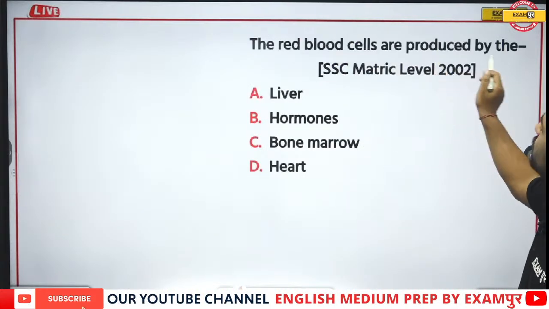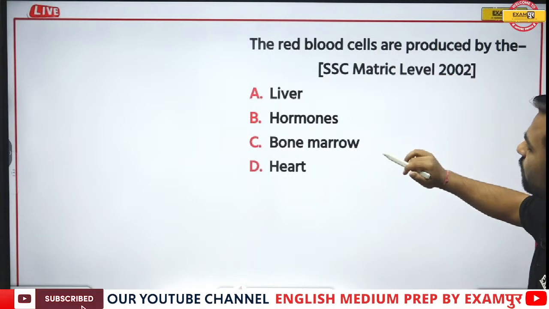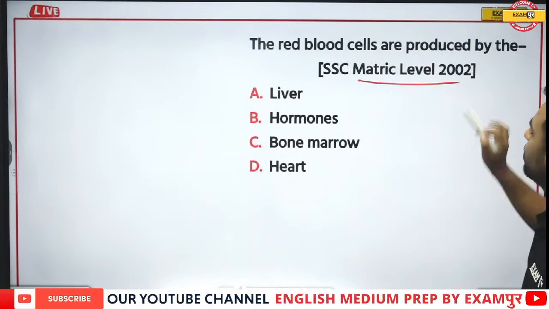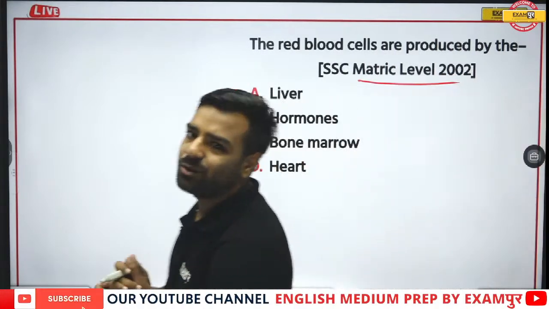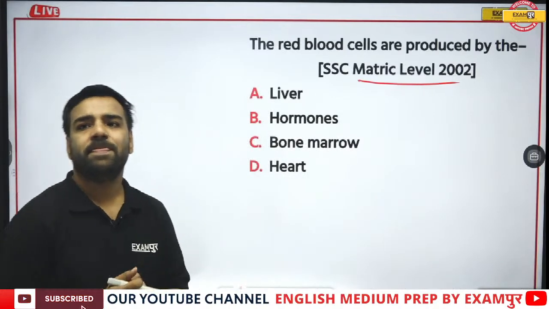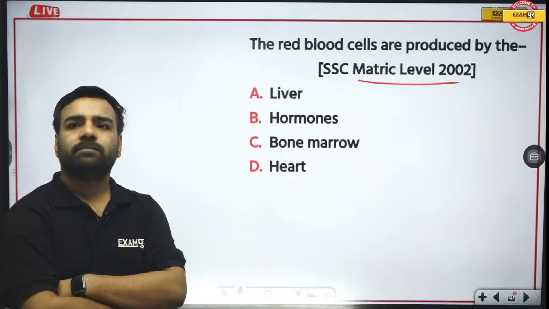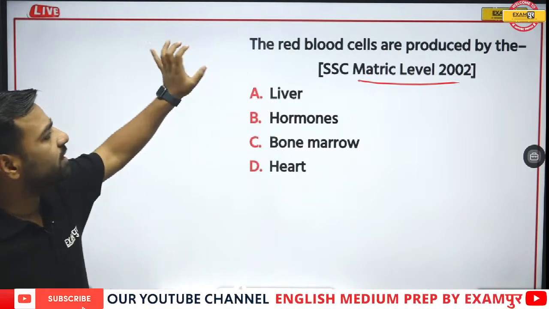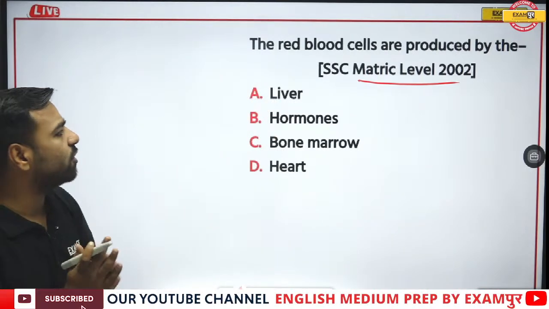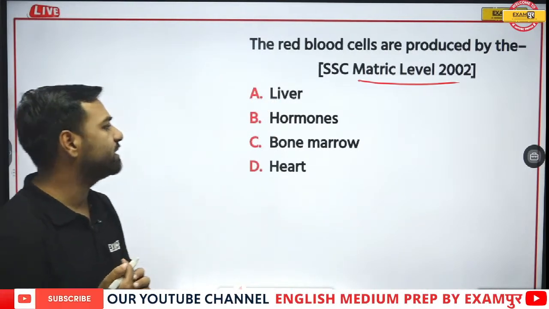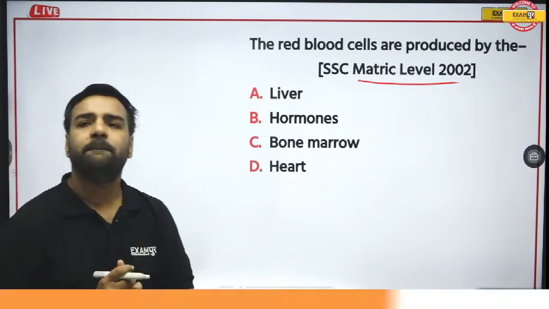RBCs are produced by what? Is it liver, hormone, bone marrow, or heart? This was asked in Matric Level 2002. Let's see who is going to give this answer. Okay, Ankit. Waiting for the answer. RBCs are produced by what? Is it liver? Is it hormone? Is it bone marrow? Or is it heart?